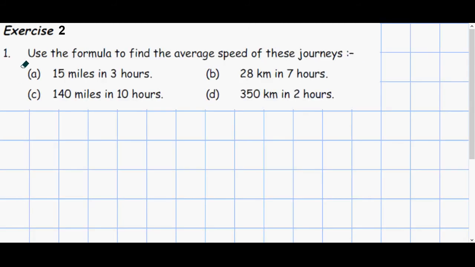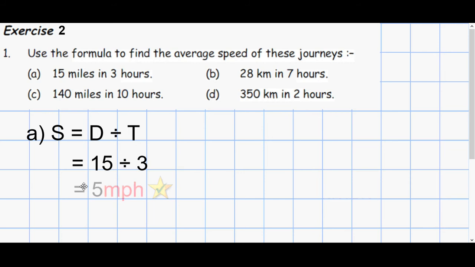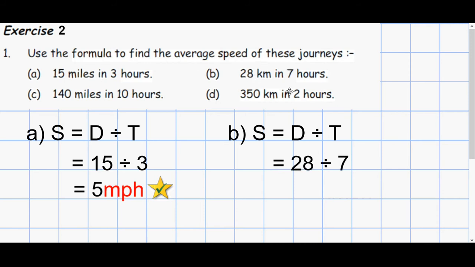Right, let's look at the first question here. Use the formula to find the average speed of these journeys. So first one, make sure that you write down the formula. Speed equals distance over time. You can put d over t or d divided by t, it's up to you. Line equal signs up, 15 divided by 3, and it's really important to write your answer with the correct units. So it's miles per hour. The second one here, speed equals distance over time again. It's 28 divided by 7. I'm not going to give you the answer to this one, but it's in kilometres per hour.